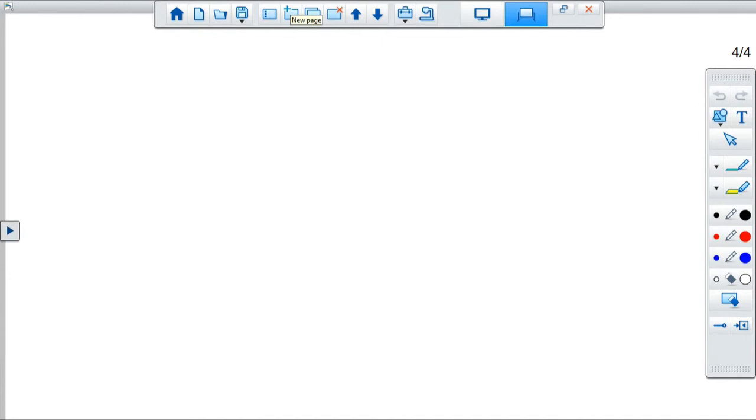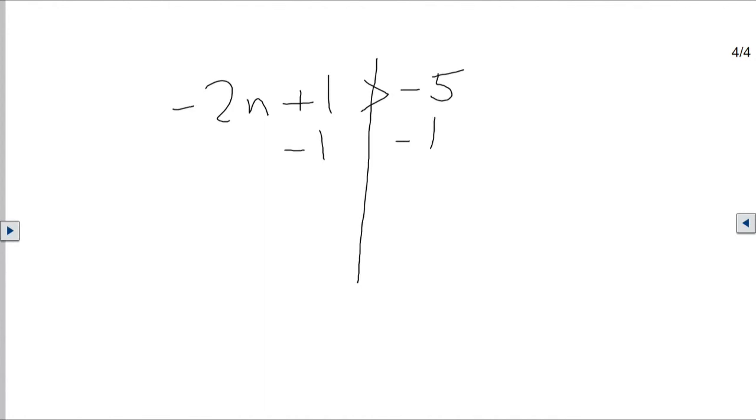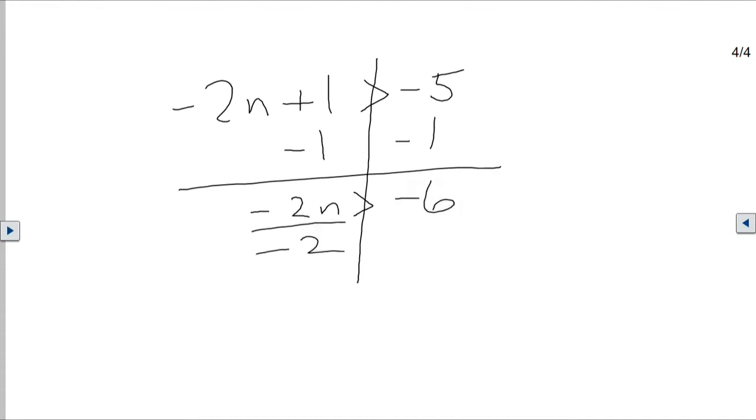Now, there's one unique rule we have for inequalities, and I'll show you right now. Let's say I had an inequality: negative 2n plus 1 is greater than negative 5. So I go through and solve that. My rule is undo addition or subtraction, so I subtract 1. So I get negative 2n is greater than negative 6. Divide by negative 2, divide by negative 2, n is greater than 3. So any number bigger than 3 should be a solution to this.